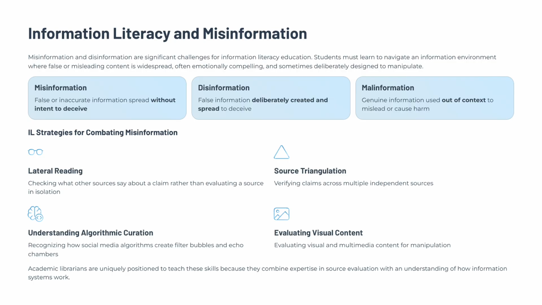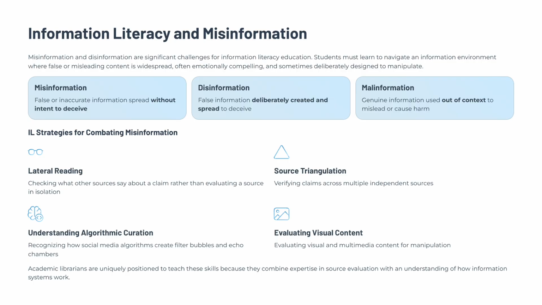So what strategies do we teach? Lateral reading: instead of spending time evaluating a source in isolation, you immediately open new tabs and check what other sources say about the same claim. This is how professional fact-checkers work, and research shows it's far more effective than the traditional checklist approach to source evaluation. Source triangulation: verifying claims across multiple independent sources.